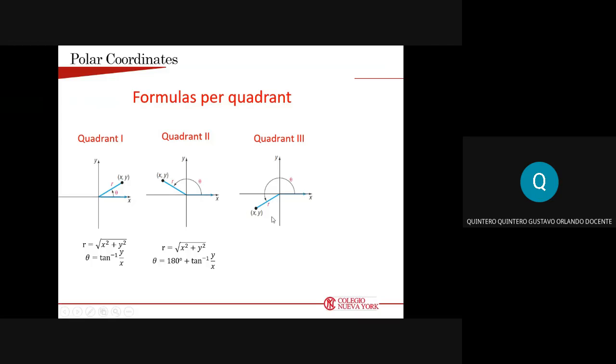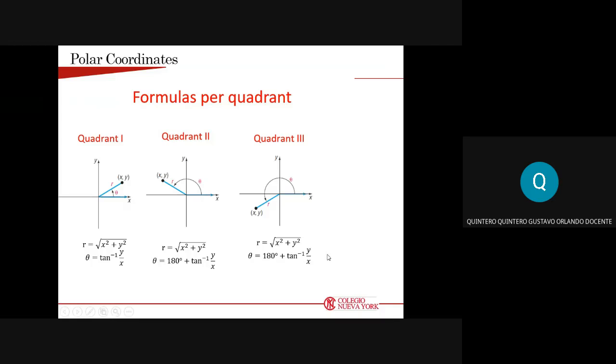A point in this quadrant. The usual formula for the radius, but a correction in tangent. Again, 180 plus the angle. We are going to add 180. If we are doing this using radians, then we don't add 180. We add pi, because pi is 180 degrees.